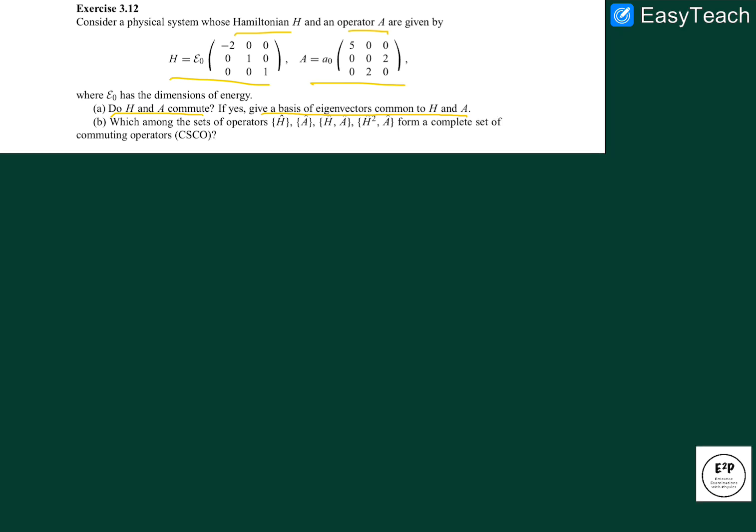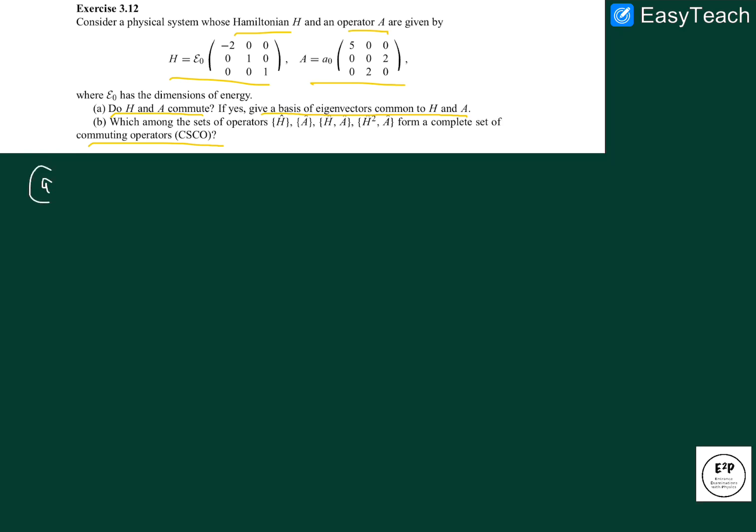Then in the second question we have to see which among the following sets of operators form the complete set of commuting operators. Now let us start with the first question. I will try to refrain from going into matrix multiplication and seeing if they commute or not, so I will just write the direct answers.